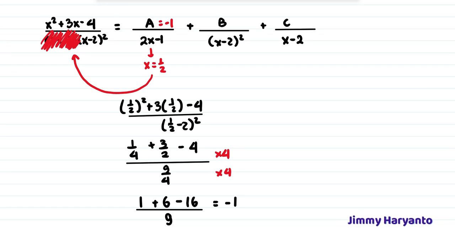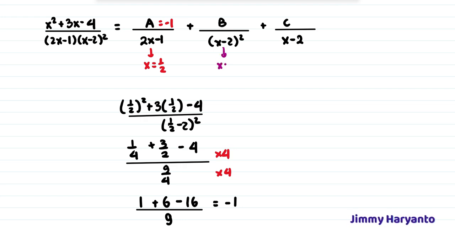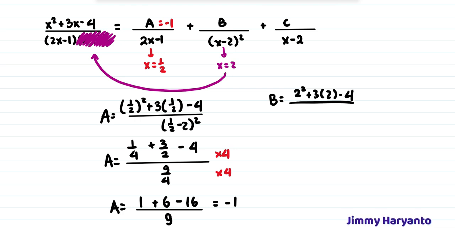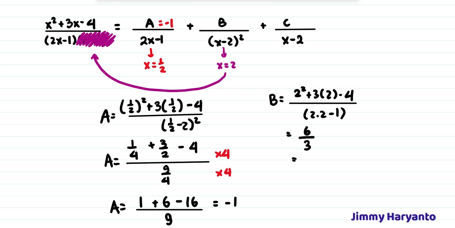Next is b. To find the b, you have to input the x one more time. This one is x equals 2. Input it, but you have to close this one first. So this is a, yeah. Okay, for b, you'll have 2 squared plus 3 times 2 minus 4 divided by 2 times 2 minus 1 equals 6 over 3 equals 2. So b equals 2.